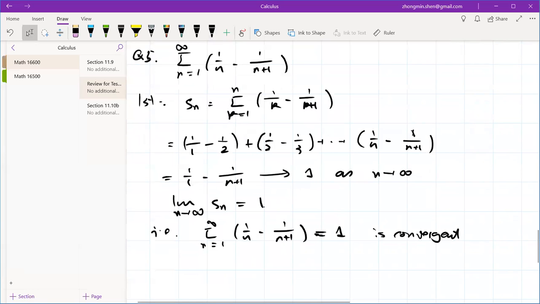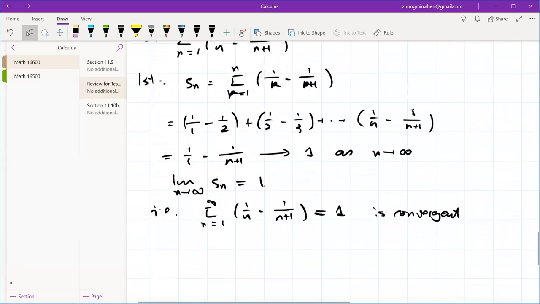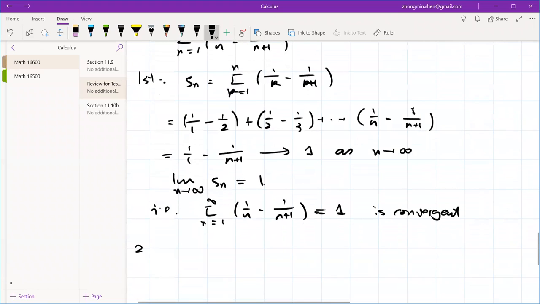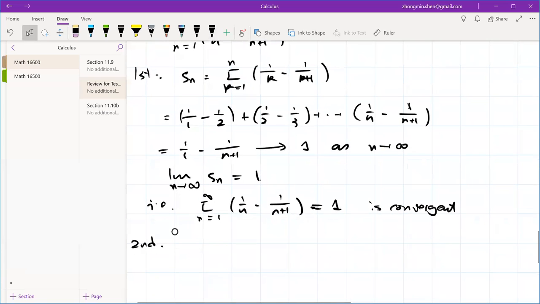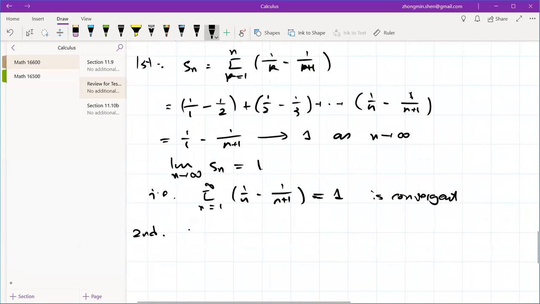Okay, it is convergent to 1. You can get all the original information. The second method is trying to use... sometimes it is difficult to find the value even. So I modify this series. The series is going to be 1 over n minus 1 over n plus 1. But you can combine those two terms into one.